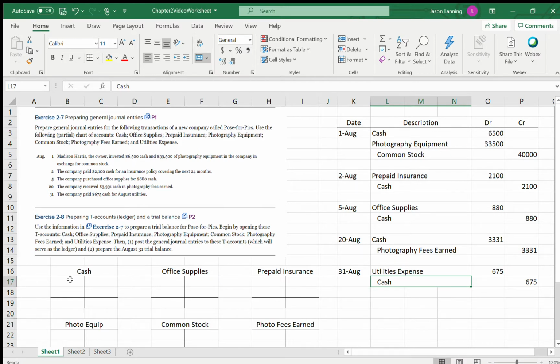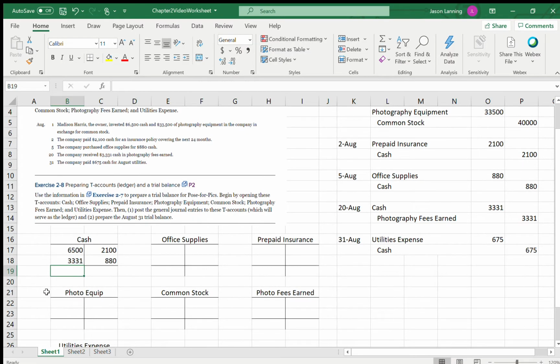And many times we'll see a date on these T accounts. I'm not going to put dates in, but for example here, August 1st, the company had a debit of $6,500 in cash. So we will have $6,500 on the debit side of our T account, and you may see a date out here to the side or a reference to the transaction. August 2nd, we had a credit to cash for $2,100. We'll credit our T account. August 5th, we had a credit for $880. August 20th, we had a debit for $3,331.